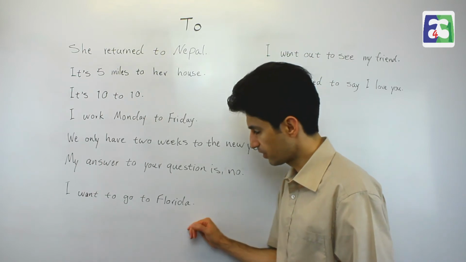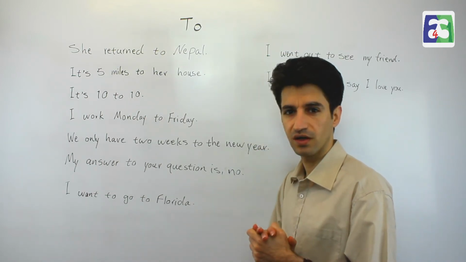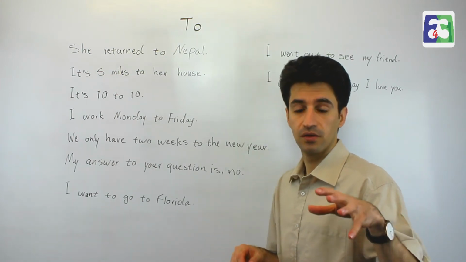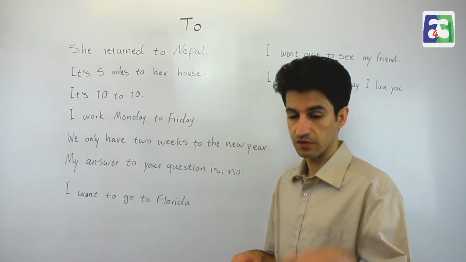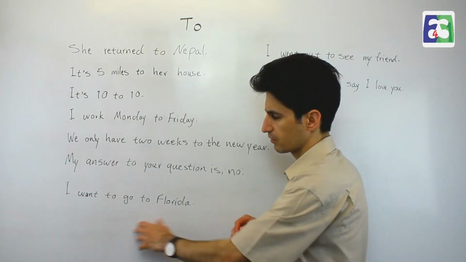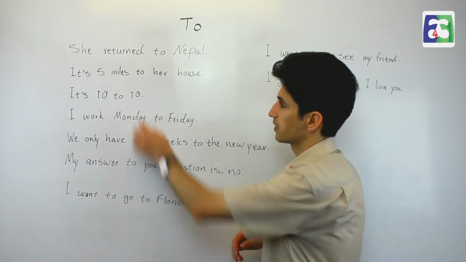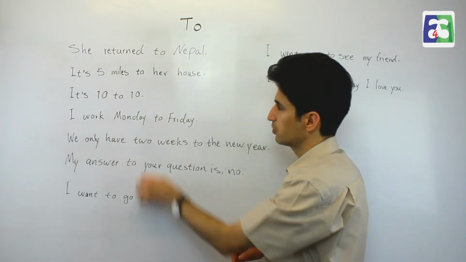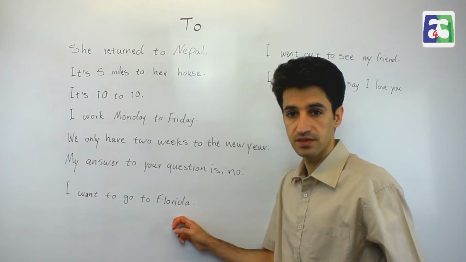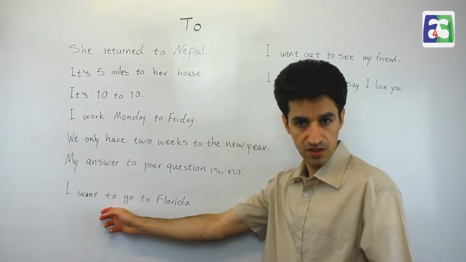And the final one that I have over here, which is the most important one, I think, because I say this is the most important one because lots of my students make this mistake. So I can say over here, for example, I want to go to Florida. So "go to Florida" is like "return to Nepal". So "to" over here is the preposition of place. That's covered. We know this too. Well, I'm talking about this one.